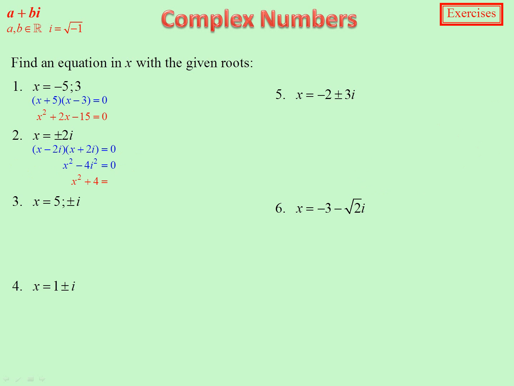x minus. That's why that's plus there, because x minus minus 2i. Oh, that's missing the 0. That should be a 0 there. 3 brackets, 5, x minus 5, x minus plus i, x minus minus i. That's how we get that.